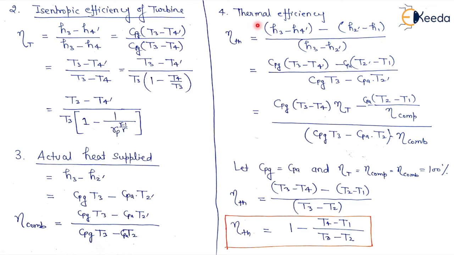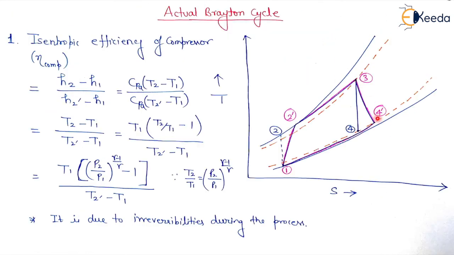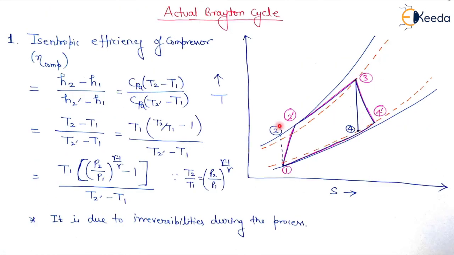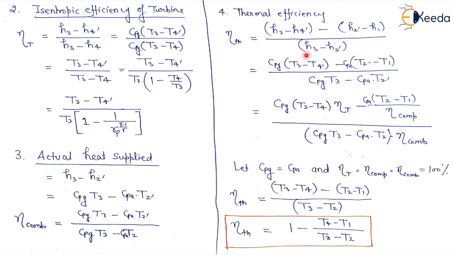Now what is the thermal efficiency? Efficiency, you know, is output by input. So in this case, what is the output? Output is the W net output, that is work done from the turbine minus work input to the compressor. Work done from the turbine is H3 minus H4 dash, minus the work input to the compressor, H2 dash minus H1, and divided by heat input. Heat input is this, H3 minus H2 dash.